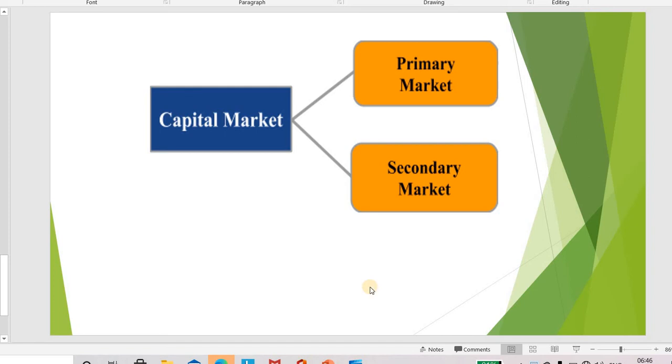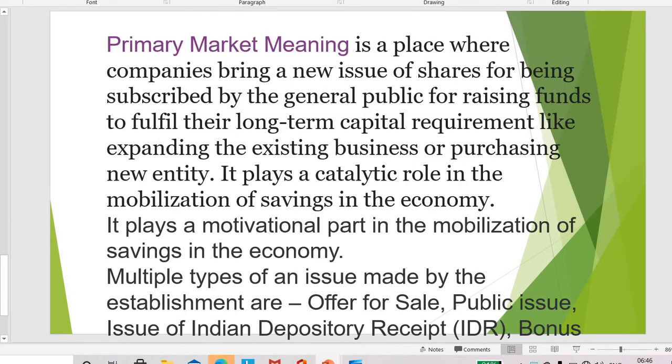Capital market we can divide into two: primary market and secondary market. The primary market is a place where companies bring a new issue of shares to be subscribed by the general public for raising funds to fulfill their long-term capital requirements, like expanding the existing business or purchasing a new entity. Primary market means the place where a company issues new securities for long-term purpose. Through that, companies can expand the business and purchase new entities.